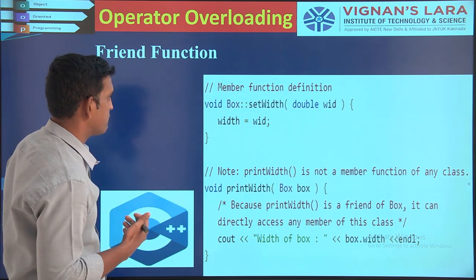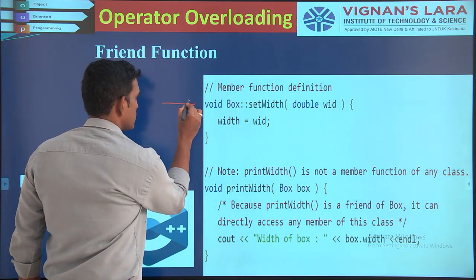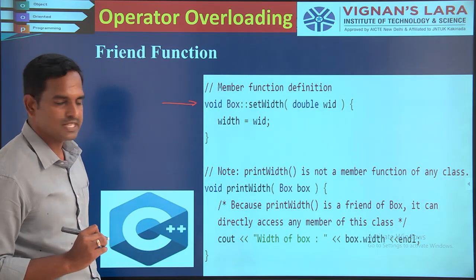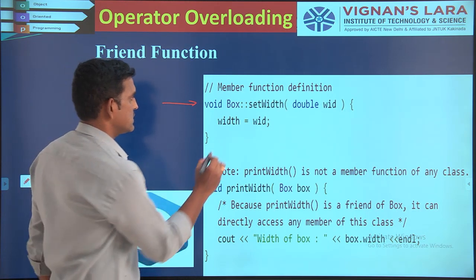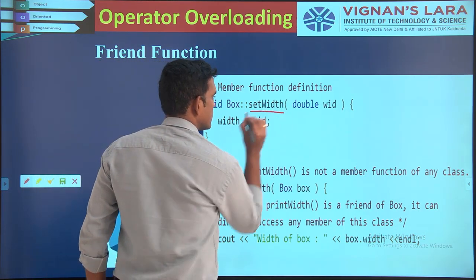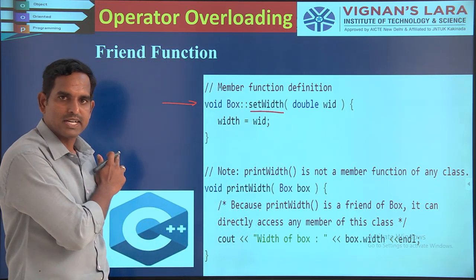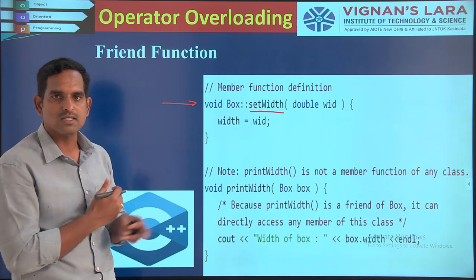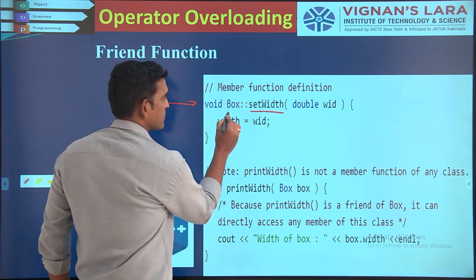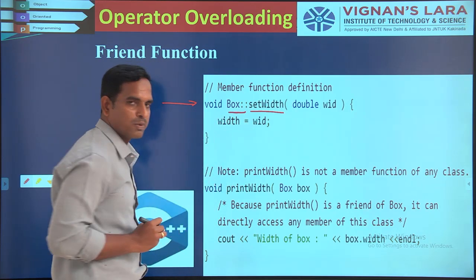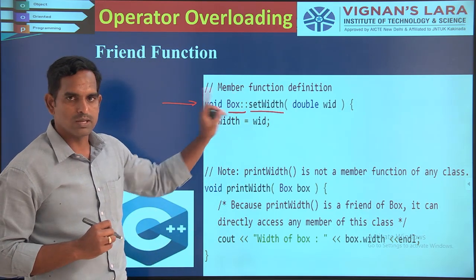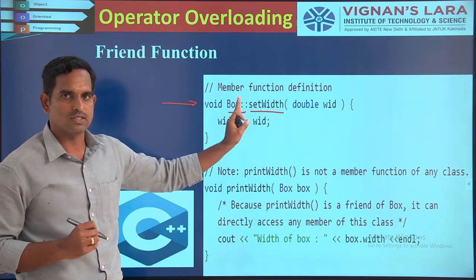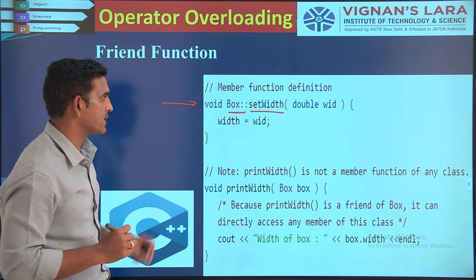First, you define the member function. So this is a member function definition. The member function is setWidth. In the class you have declared setWidth, and if I want to define setWidth outside the class, then what do I have to use? I have to use the scope resolution operator, that is Box and two colons, the scope resolution operator.